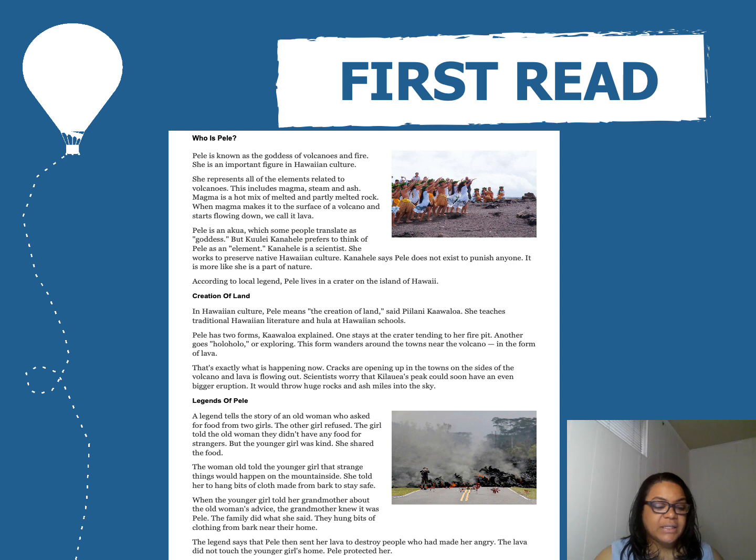Magma is a hot mix of melted and partly melted rock. When magma makes it to the surface of a volcano and starts flowing down, we call it lava. Pele is an akua, which some people translate as goddess. But Kili Kanahele prefers to think of Pele as an element.